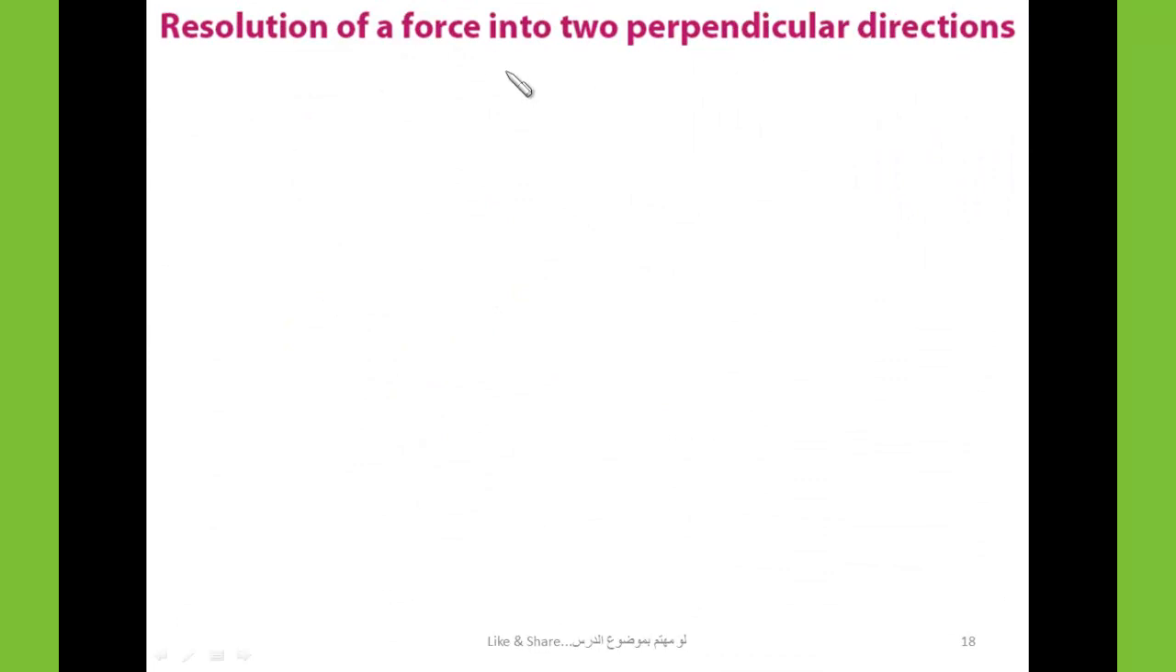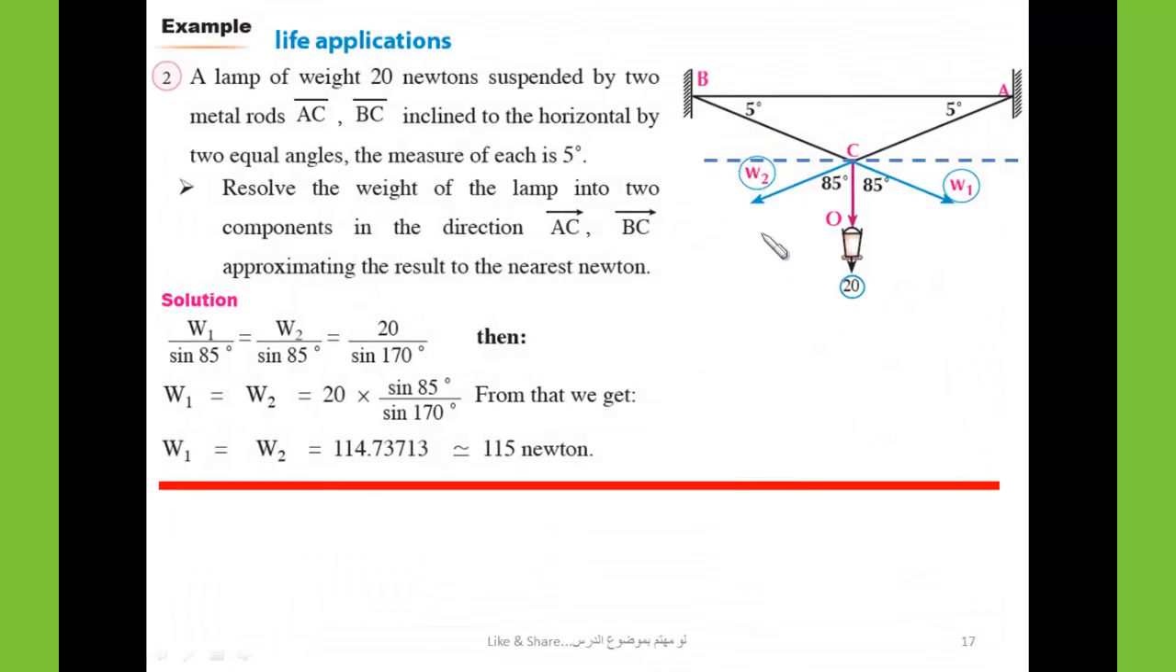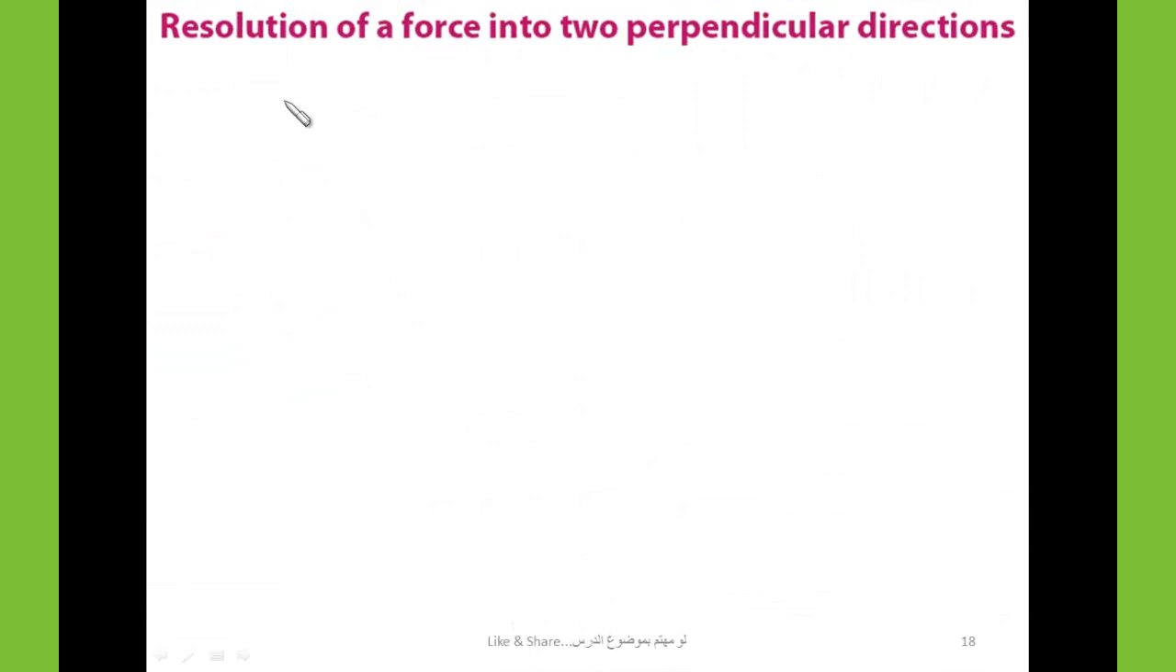Resolution of a force into two perpendicular directions. In the previous example, the two directions of AC and BC, the directions of W1 and W2, include an angle of measure 170. But in the next case, the required angle will be 90 degrees, so the two directions are perpendicular. Again, resolution of a force into two perpendicular directions.